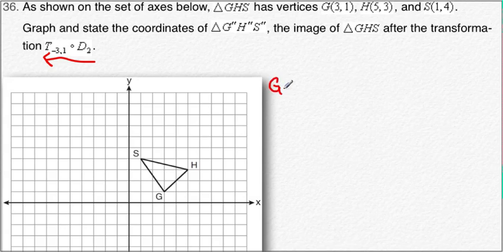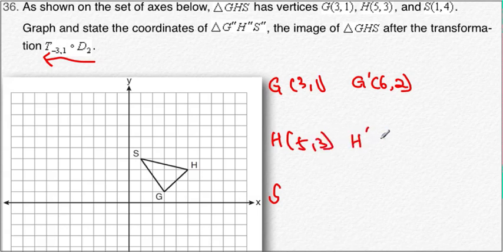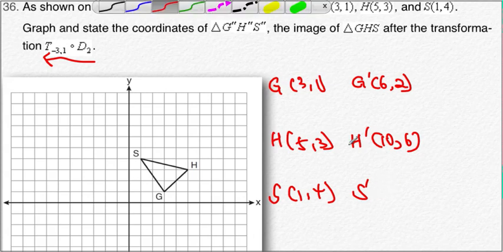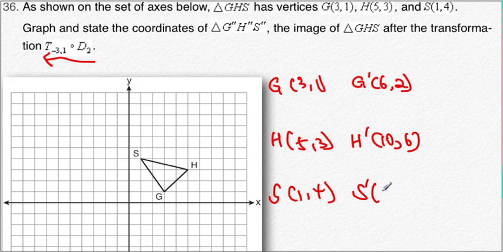We have G, H, S. So G is 3, 1. Now it becomes G prime. We have to go for the dilation by 2, so we simply multiply by 2. So G prime is 6, 2. H is 5, 3, but now H prime becomes 10, 6. And S was 1, 4, but S prime would be equal to 2, 8.